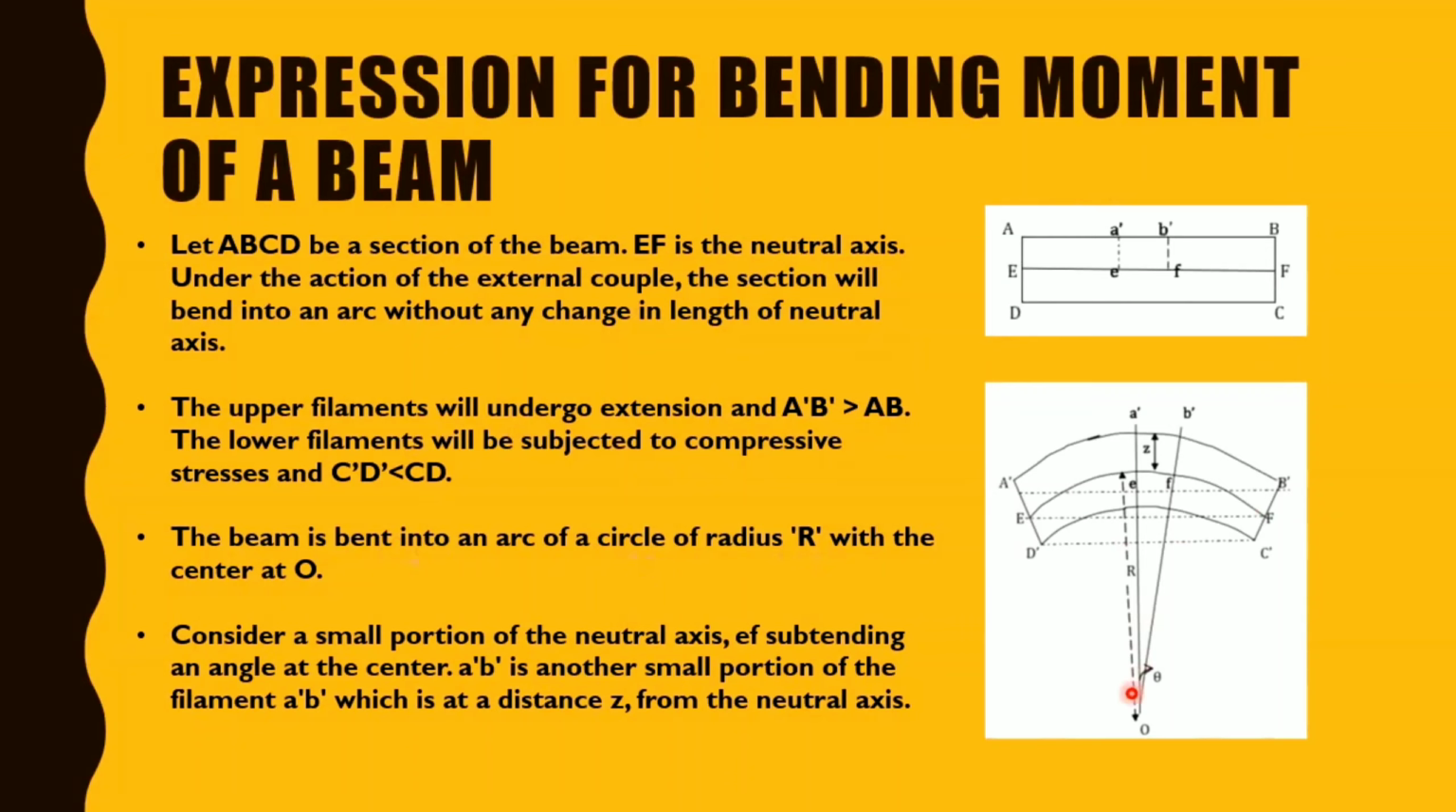So this is the radius, which is R, and its center is O. So consider a small portion of the neutral axis, that is EF, subtending an angle θ at the center. So this is the angle which is being formed. A'B' is another small portion of the filament, which is at a distance Z from the neutral axis.